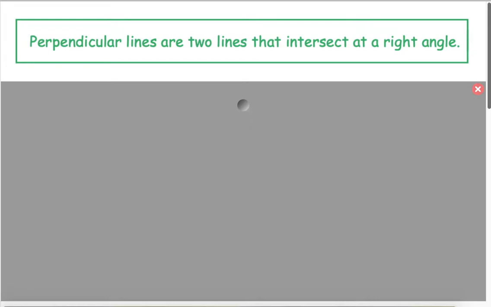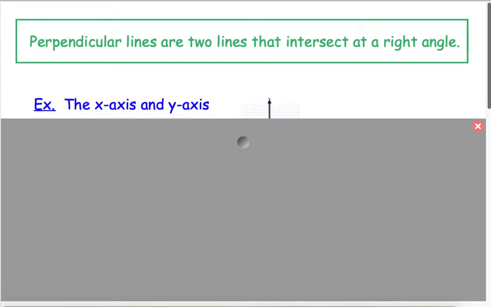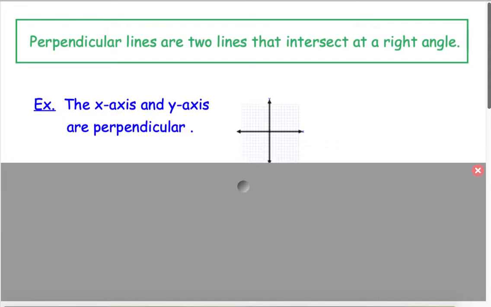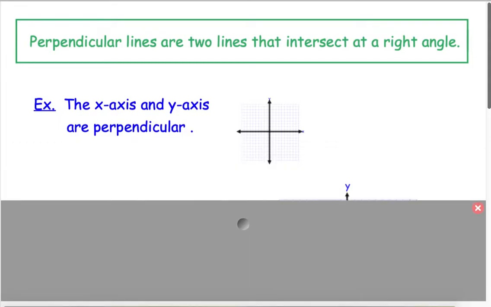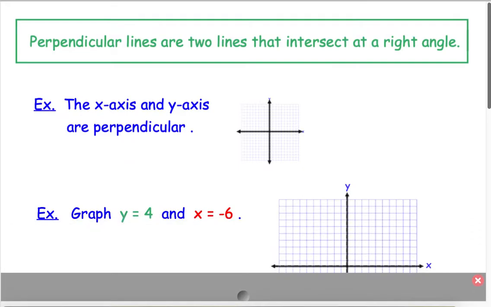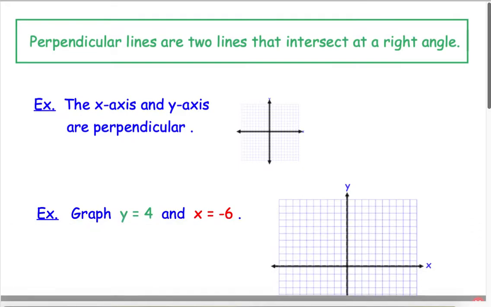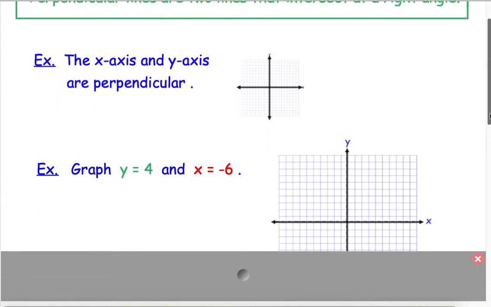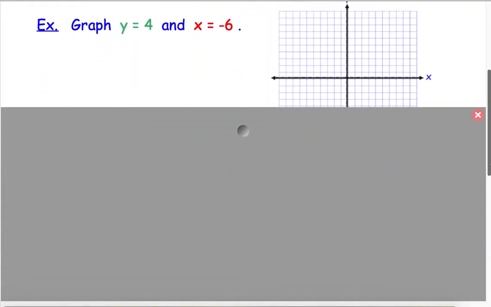All right, what about perpendicular lines? Well, perpendicular lines are two lines that not only intersect, but they intersect specifically making a right angle, or a 90-degree angle. The x and y axes, for example, are perpendicular. So our Cartesian coordinate system is based on perpendicular lines. What if I ask you to graph y equals 4 and x equals -6?